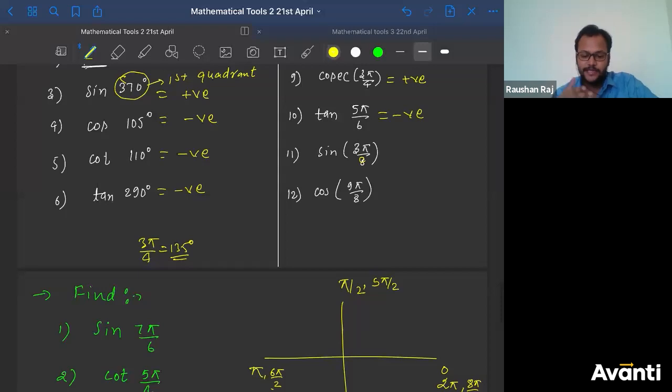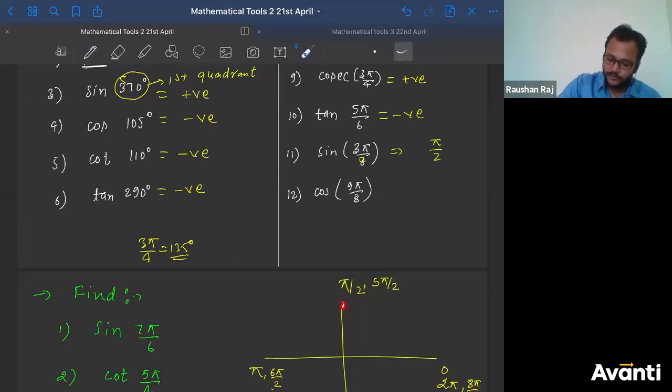3 pi by 8. For 3 pi by 8, you have to find the decimal and deal with the pi value. Otherwise, you can convert this into degrees. 3 pi by 8 can be written as, if I write this in terms of pi by 2. Why pi by 2? Because already we know pi by 2, 2 pi by 2, 3 pi by 2, 4 pi by 2 like this.